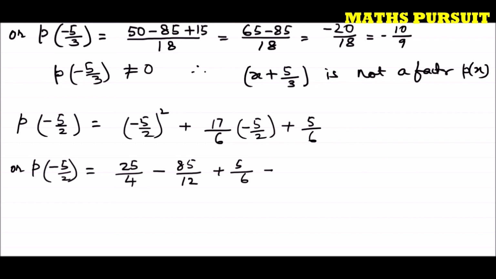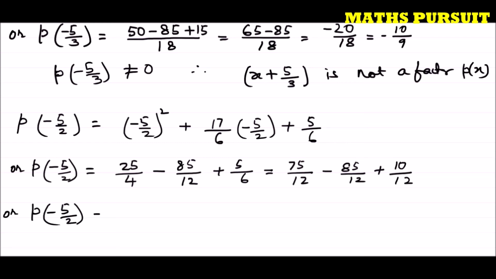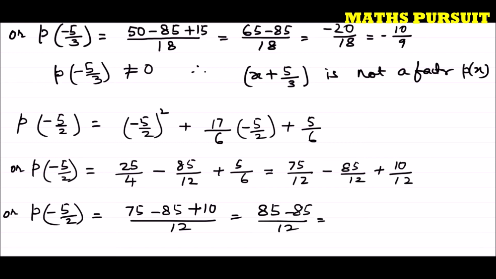Now taking 12 as the LCM, I can write this as 75 by 12 minus 85 by 12 plus 10 by 12. Or I can write p of minus 5 upon 2 is equal to 75 minus 85 plus 10 divided by 12. That is equal to 85 minus 85 divided by 12, that is equal to 0 by 12, that is equal to 0.